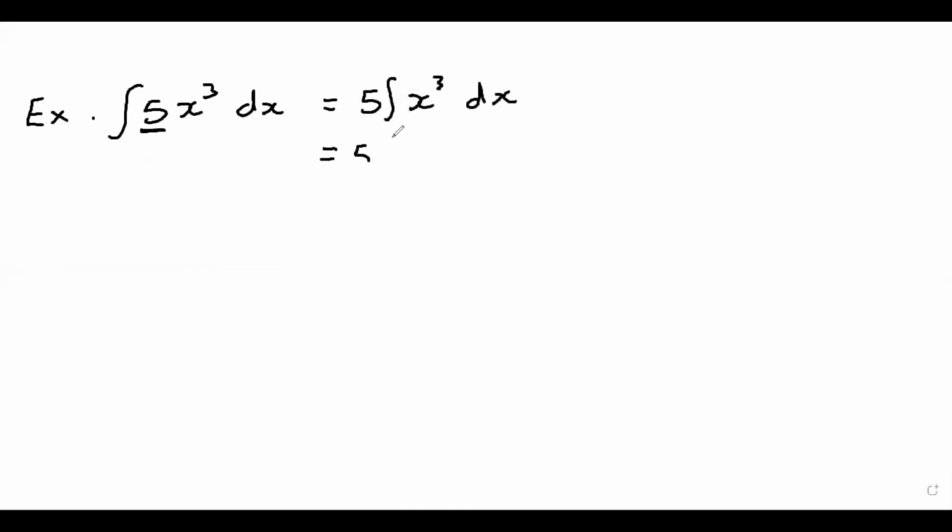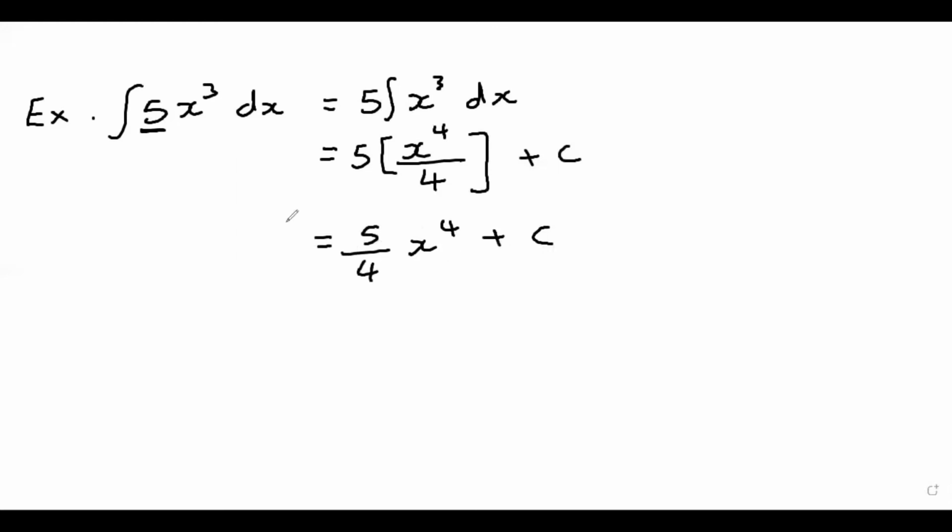Another example. Let's say we have 5x cubed and we want to find the integral of that. Because 5 is a constant term and we're integrating with respect to x, we can put the 5 on the outside of the integral sign. So x cubed dx. So now it would be 5 times, again, we're adding 1 to the power, so it would be x to the 3 plus 1, which is 4, divided by the new power, which is 4, plus c. So then we'd have 5 over 4, x to the 4, plus c. And that would be the answer.